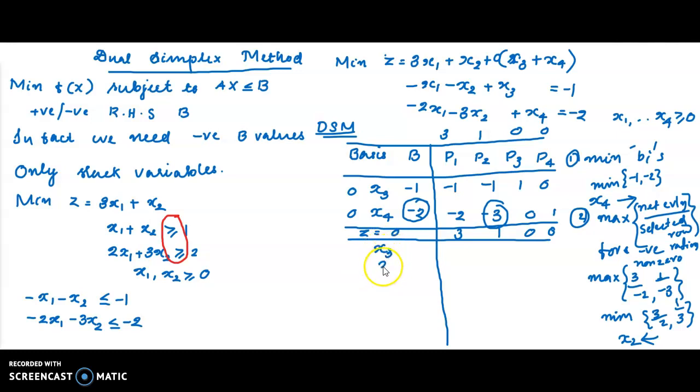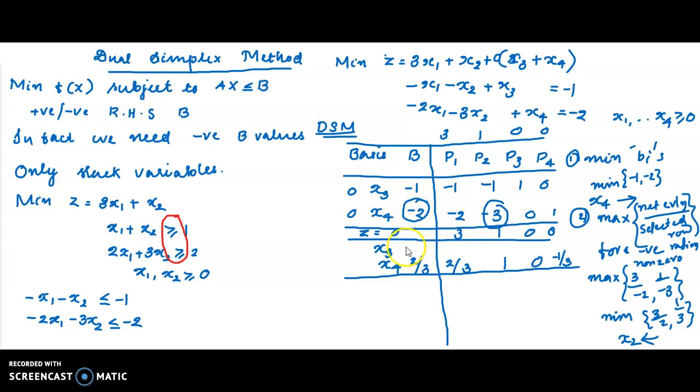x3, x4 in the basis, and to make this value 1, divide by -3. This is 2 by 3. This is also 2 by 3. -3 by -3, 0 by -3, 1 by -3, -1 by 3. Then make this value 0. It is easy. Add the new second row and the old first row.